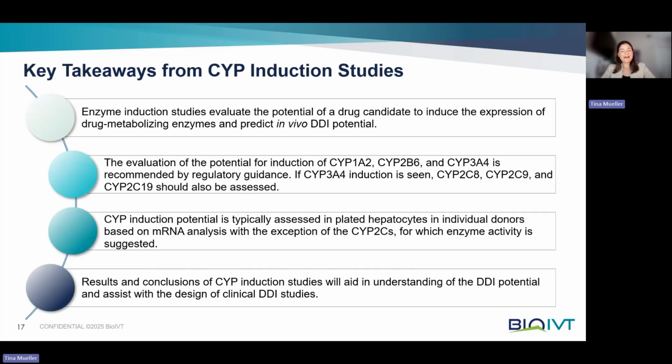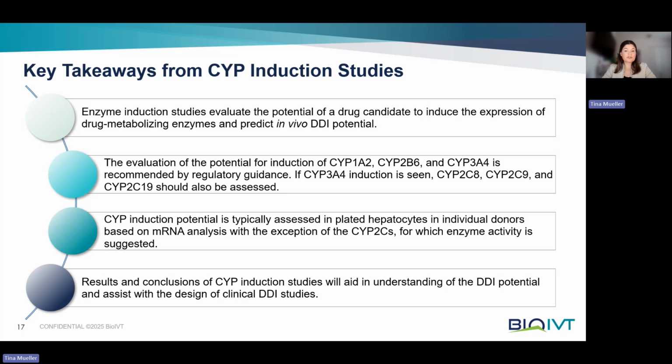With that, let me summarize 4 takeaways for CYP induction studies. First, CYP induction studies evaluate the potential of a drug candidate to induce the expression of drug metabolizing enzymes and predict in vivo DDI potential. Second, the evaluation of the potential for induction of CYP1A2, 2B6, and 3A4 is recommended by regulatory guidelines such as the ICH M12. If CYP3A4 is induced by a drug candidate, the 2Cs should also be assessed.